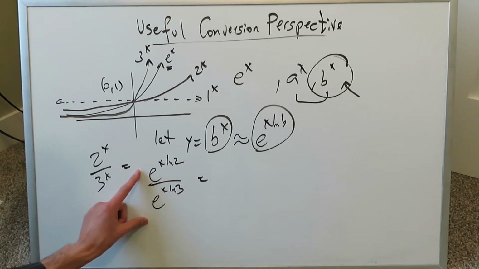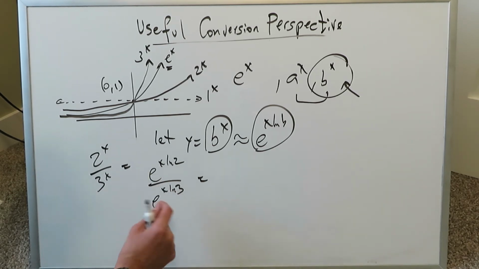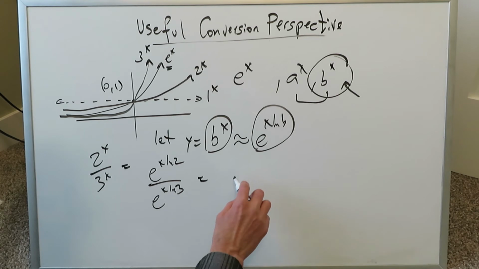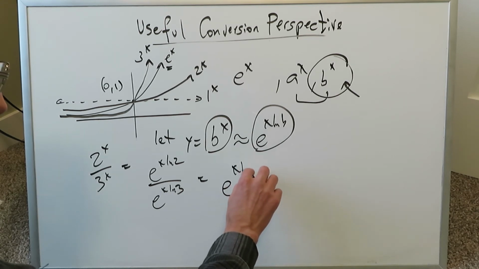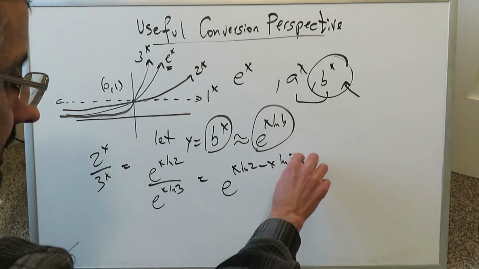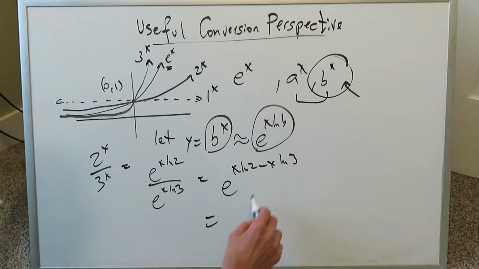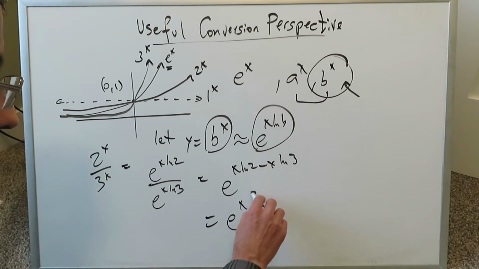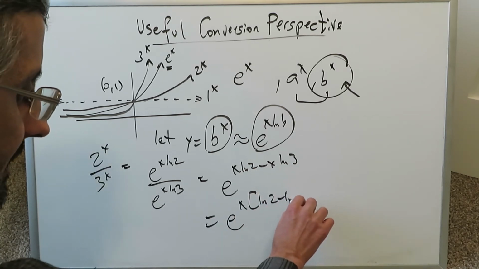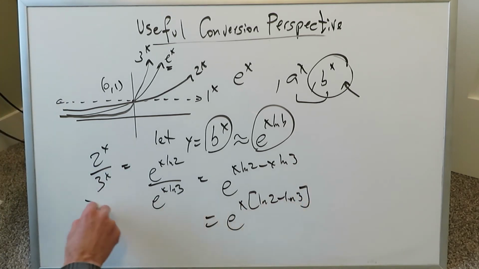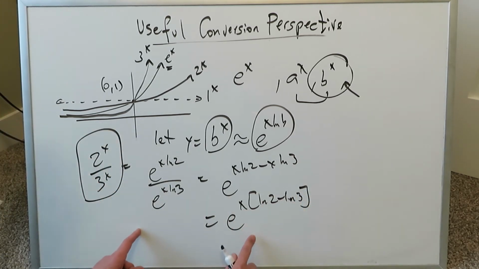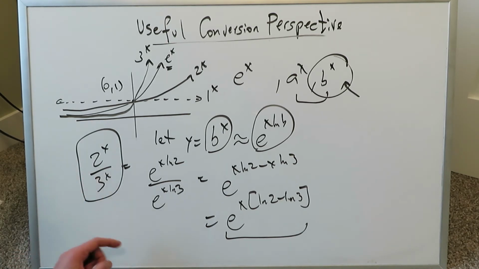Here you have a division of expressions having the same base. When you're doing that, the exponents subtract. You're looking at e to the x ln 2 minus x ln 3. Remember the laws of exponents. Here, isolate the x: e to the x times (ln 2 minus ln 3). So what was something which you couldn't do much with, now you have developed an expression which demonstrates that you could have done something with it if you would only think about this conversion perspective.